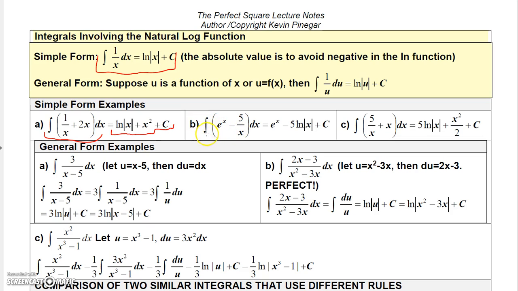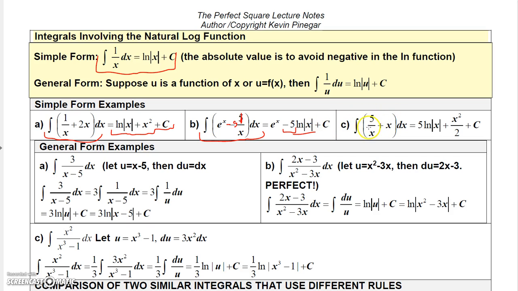Here's another one. If you integrate this, well, you know the integral of e to the x is just e to the x. And this is actually minus 5 times 1 over x. So if you wanted to, you could say this is minus 5 times 1 over x. Well, minus 5 times 1 over x would be minus 5 times the integral of 1 over x, and the integral of 1 over x is natural log of the absolute value of x, and then you add your constant.